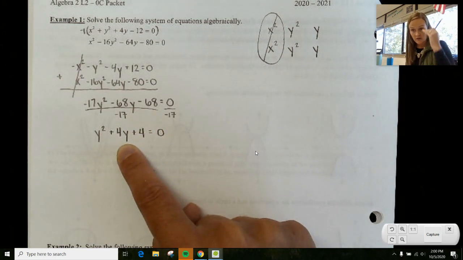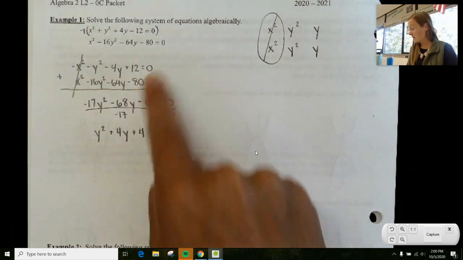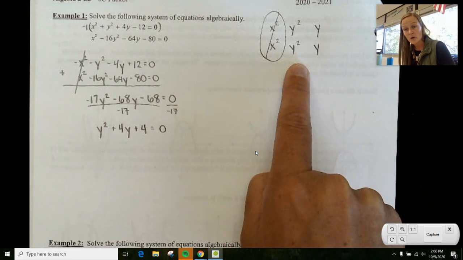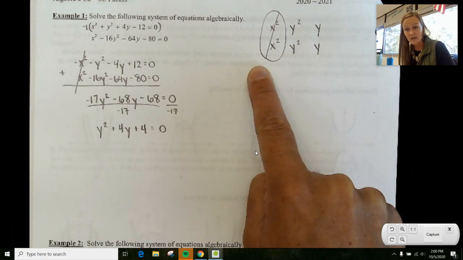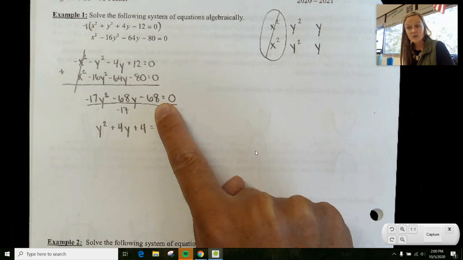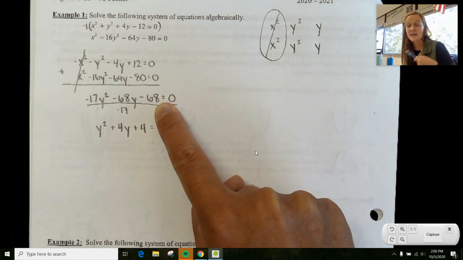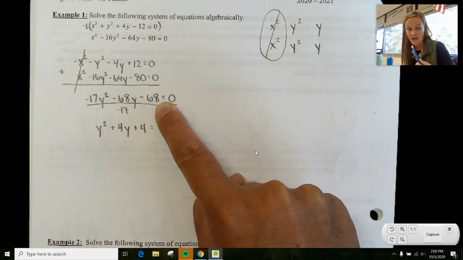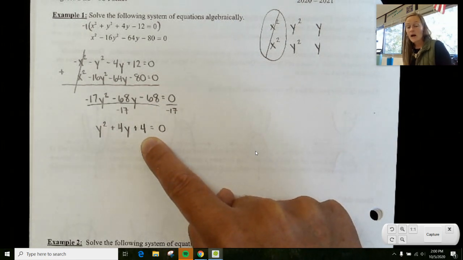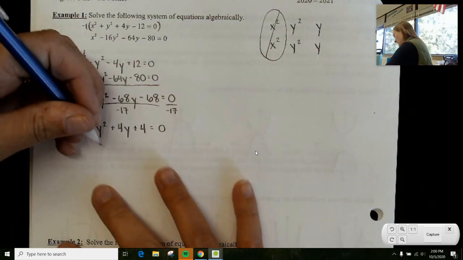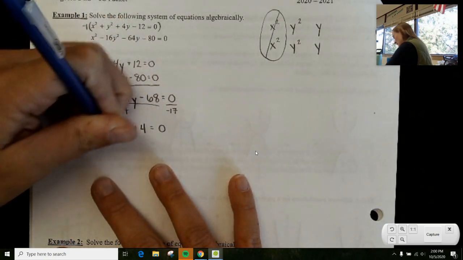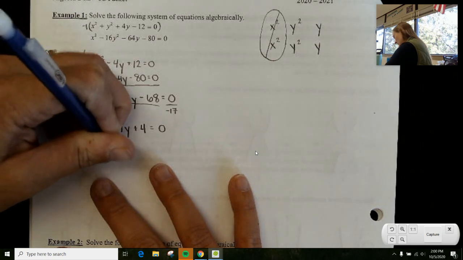So just a little recap. I looked at my system. I listed out what my variables were. I decided what I was going to eliminate. I made a plan to eliminate, and I did. And now I get to a one variable equation that happens to be a quadratic. And I need to solve for y. So I'm going to factor and solve. So when I factor out, multiply up, I get 4. So this is going to split into 2y plus 2y.